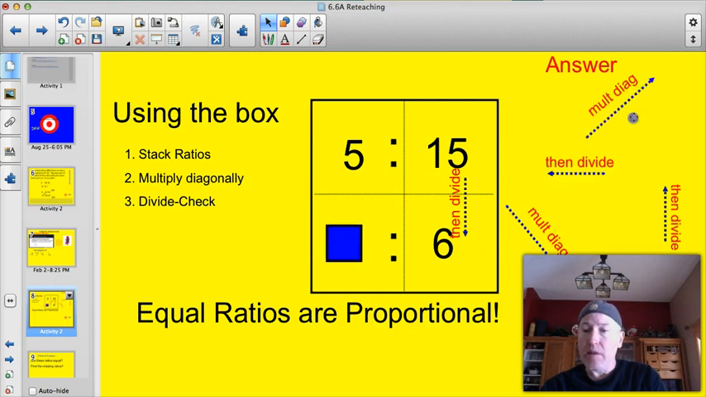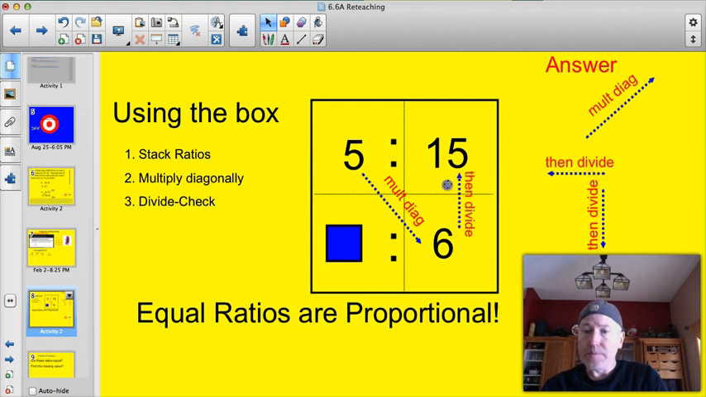Multiply diagonal. Well, I can't multiply diagonally this way anymore, so I'm going to multiply diagonally this way, and then I'm going to divide the other 2 numbers. 5 times 6 is 30. 30 divided by 15 is 2.